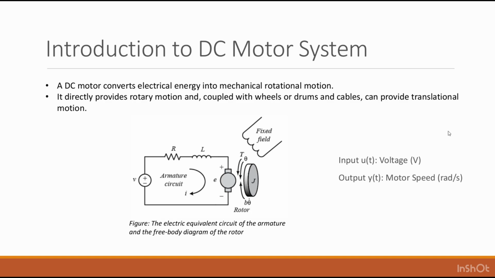On the mechanical side, J represents the rotor inertia and B represents the damping or friction coefficient. These parameters affect the rotational motion and dynamic response of the motor. Overall, this diagram represents the relationship between the electrical input and the mechanical rotational output of the DC motor system.